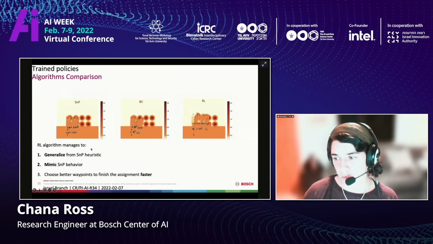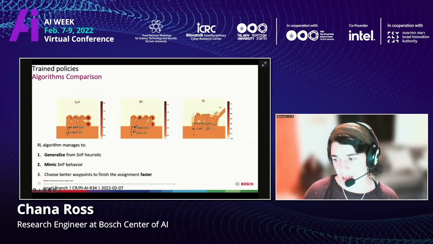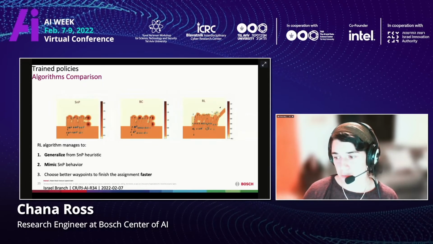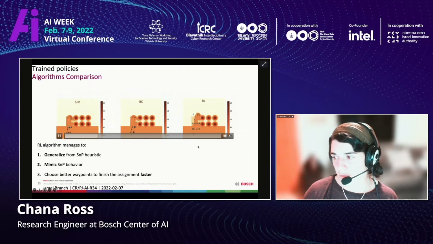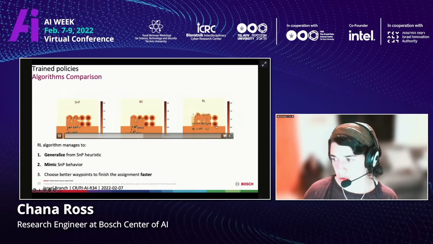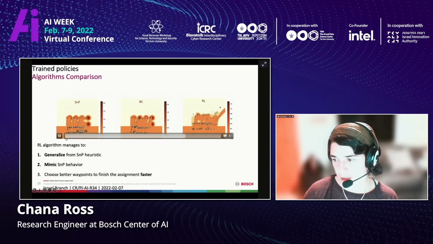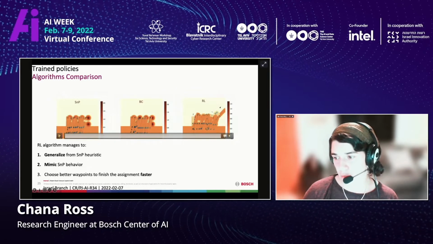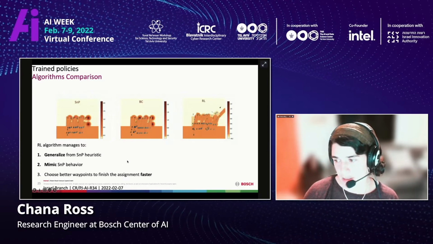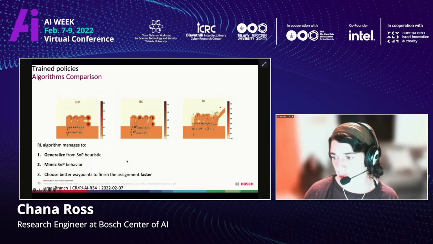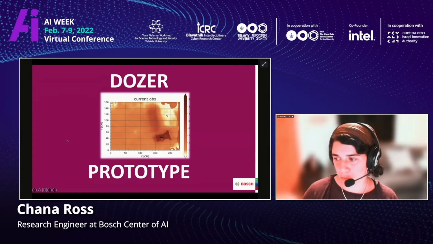Finally, we see that the reinforcement learning agent manages to generalize on the heuristic, to mimic it on the one hand, but also choose actions that are further away and cover the sand piles in a faster approach. So you can see there are two rows of sand piles, and it manages to perform the grading task on both sand piles at the same time, whereas the SNP only chooses one at a time because that was the baseline defined. Now I'll talk a little bit about our prototype.